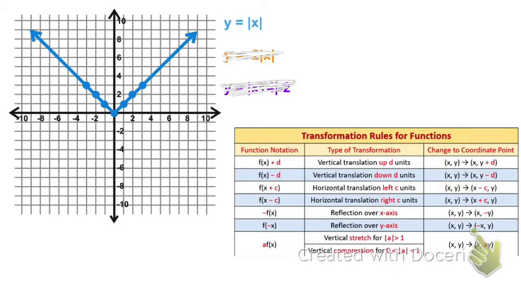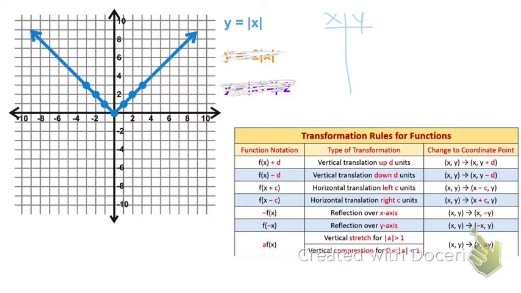Here I'm going to help you with identifying the graph that matches the absolute value function. So first off, I want to show you the parent function. This is the most basic of the absolute value functions. And I'm going to draft an XY table to show you how this is created.